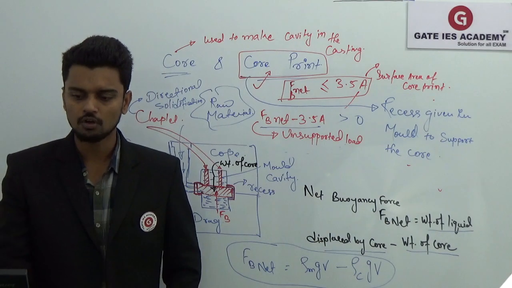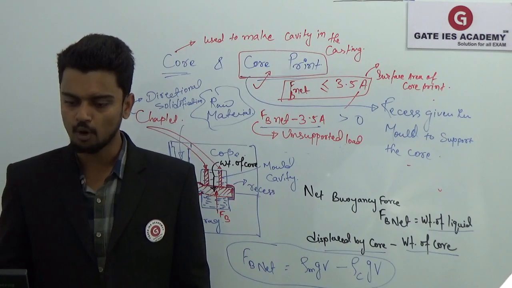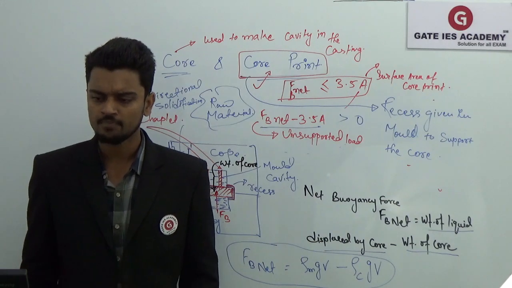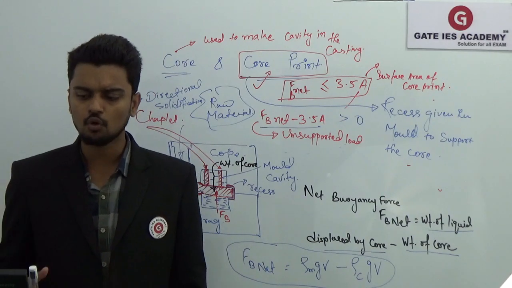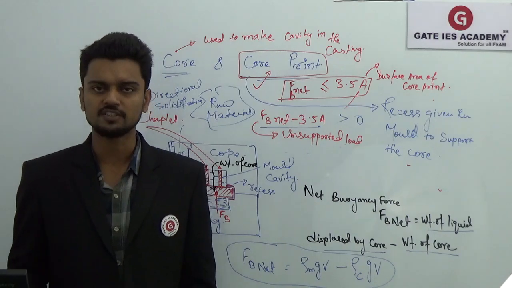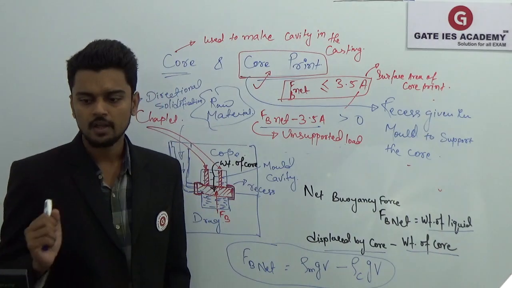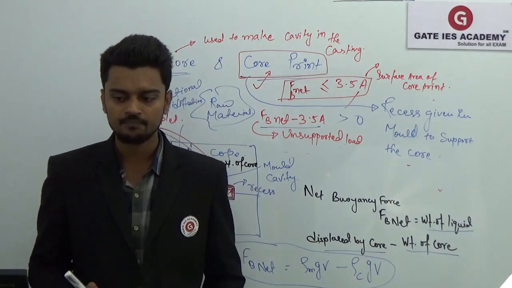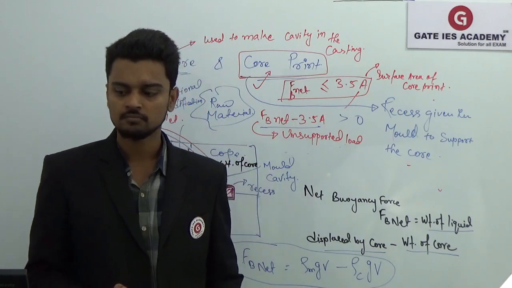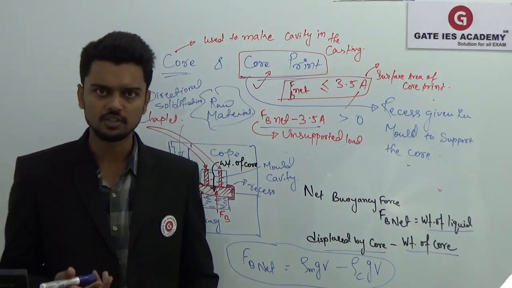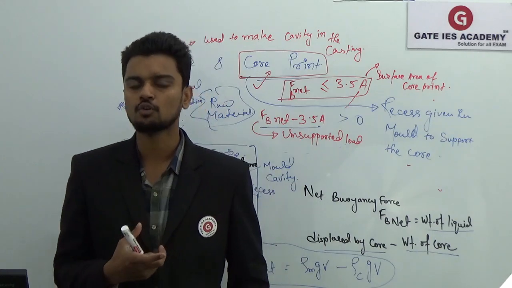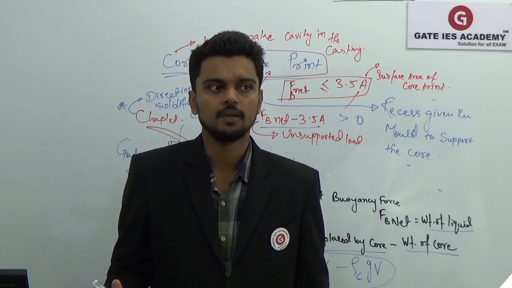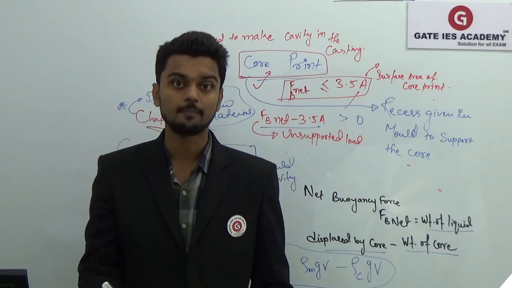Now you can see some of the important points regarding this core and core print in your slide, which is on your screen. The first point is that a core is used to make the cavity and hollow projection in the casting that we discussed here. Now, what are the different properties that it should have? It should have high collapsibility. It should be free from moisture. Obviously, because if there is moisture in your core, it will produce a casting which will have some defect, like blowholes.